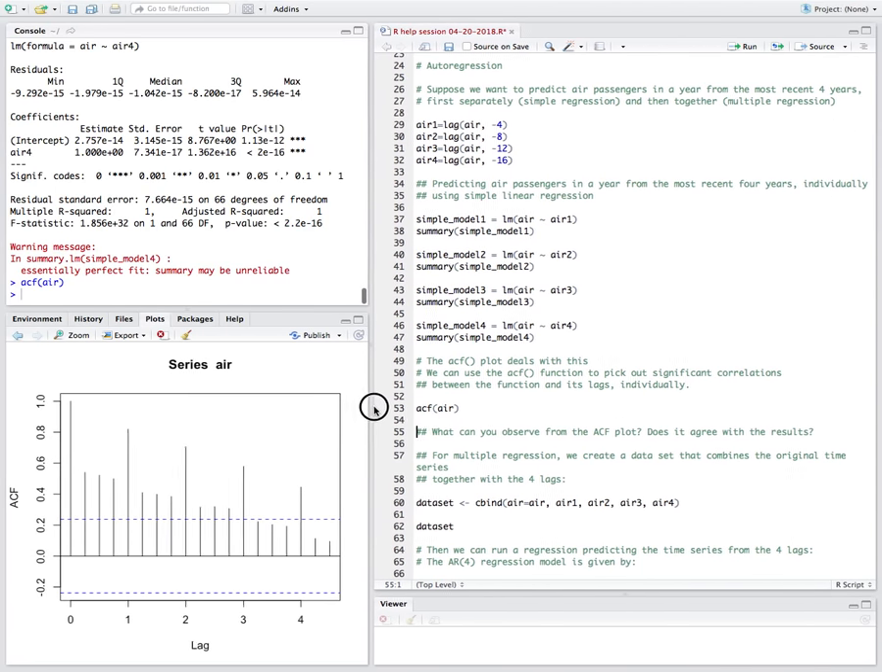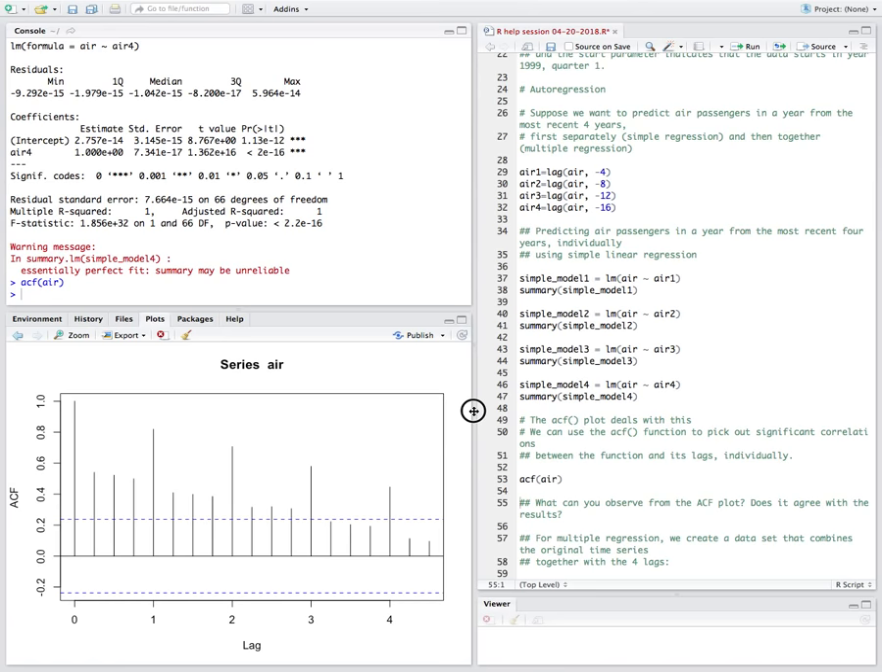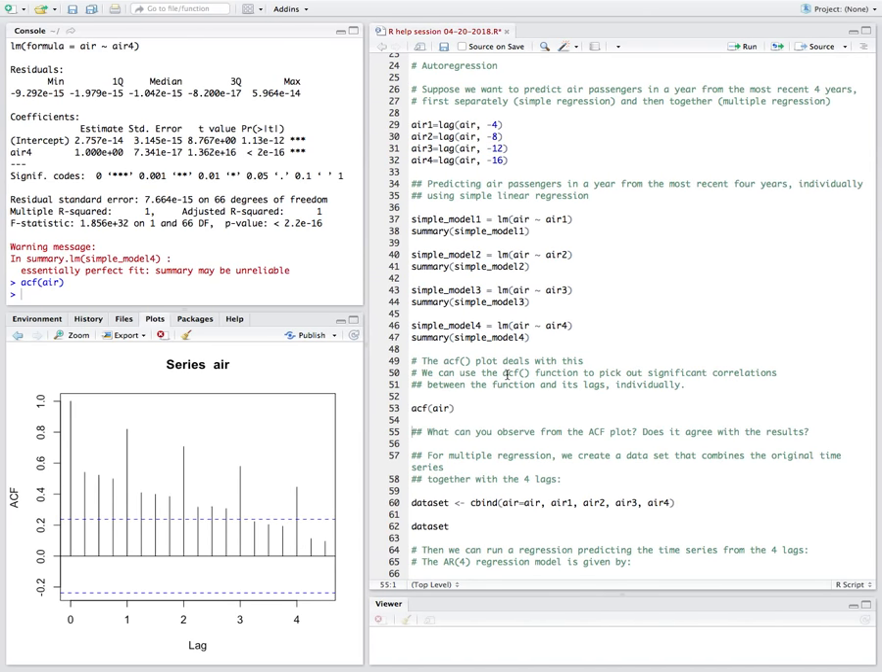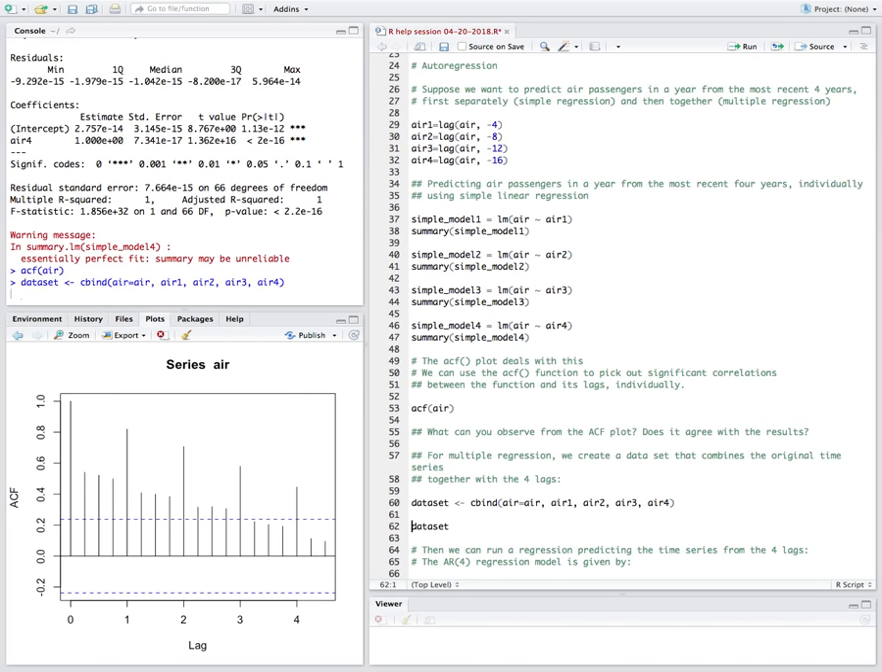Now I'm going to be moving on to a multiple linear regression model. So instead of predicting air passengers from their 4 lags individually, I'm going to run them together now using one simple multiple regression model. For that, first, I'm creating a data set that binds together all the lags that I need. So I'm using the cbind statement to bind air with air1, air2, air3, and air4. So that's going to create an object that will have everything together for me. So I'll run that.